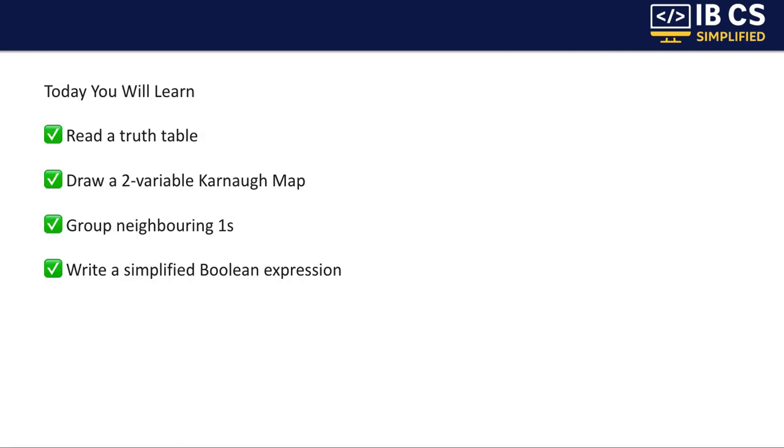So today we'll look at reading truth tables, drawing a two variable K-map, grouping neighbouring ones and writing simplified Boolean expressions. If you can learn these 4 skills, these are the foundation of every K-map, including the larger maps we'll look at later in the series.